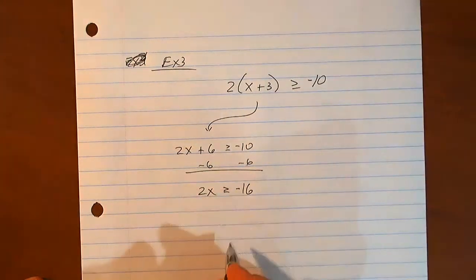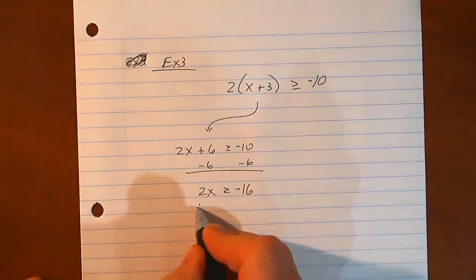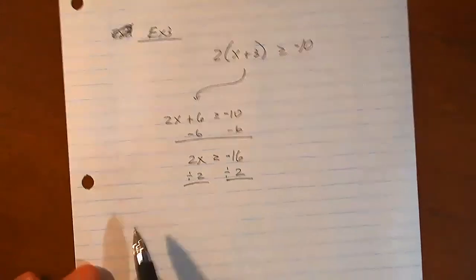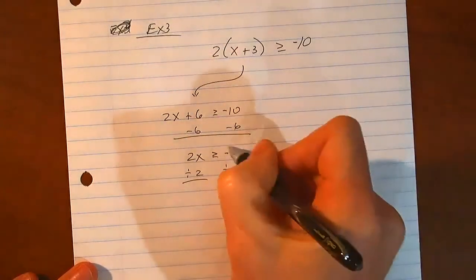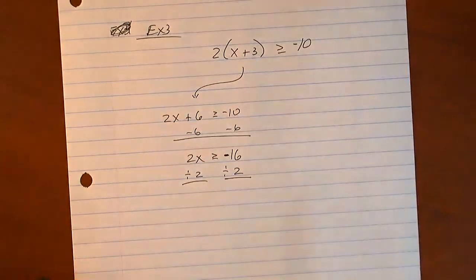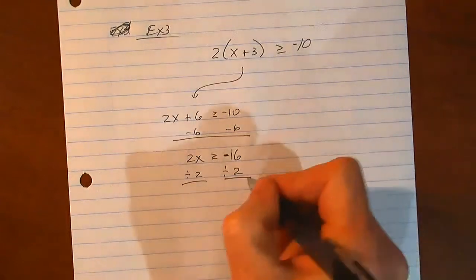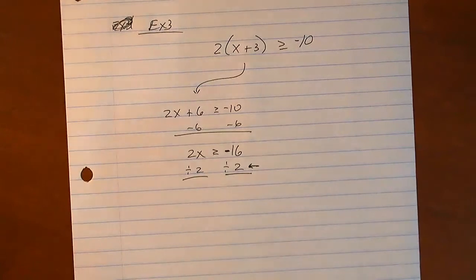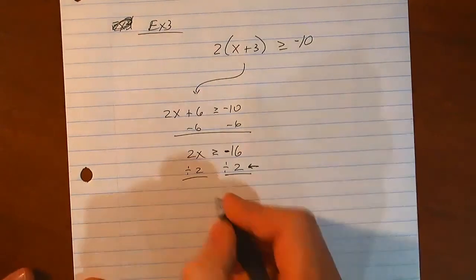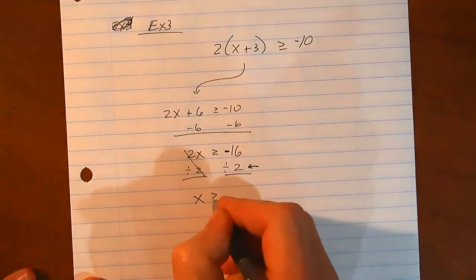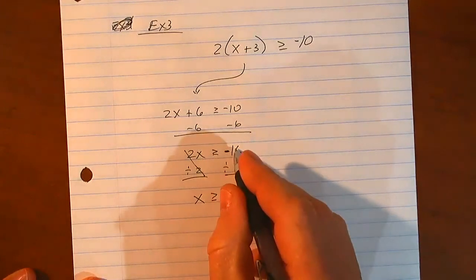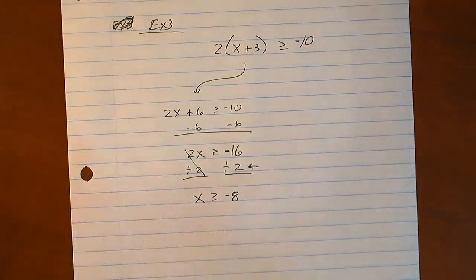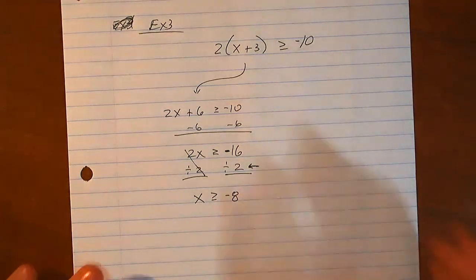Negative 10 minus 6 is negative 16. Now I'm going to divide both sides to cancel out this 2. So I need to ask myself the question, do I need to flip the arrow? Well, I am dividing, and there is a negative sign here, but the number that I'm dividing by is positive 2. That's the number I'm dividing by. So since the number I'm dividing by is positive, I do not need to flip the arrow. X is greater than negative 16 divided by 2 is negative 8. So that would be my answer if I did the simplify then solve method.